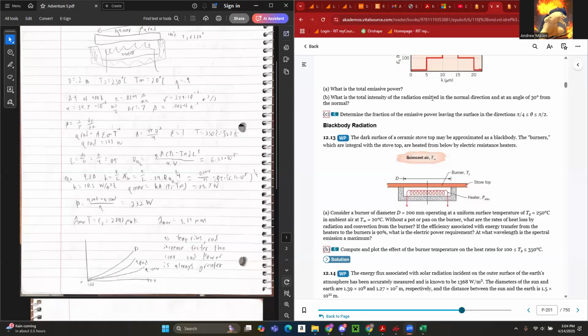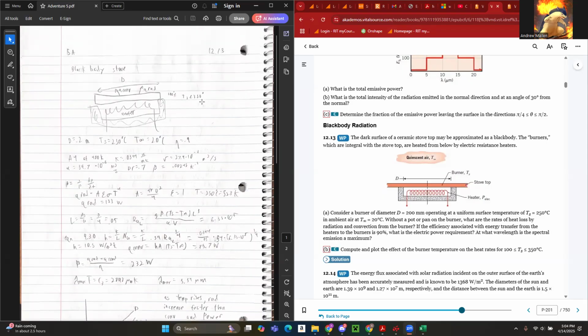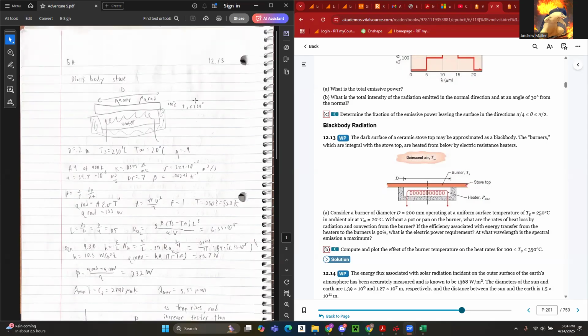Hello, everyone. In this video, I'll be going over problem 13 in chapter 12 of the Fundamentals of Mass and Heat Transfer textbook. This problem describes a burner stove top with a dark surface that can be approximated as a black body. The burner has a diameter of 200 millimeters. The stove top operates at a uniform temperature of 250 degrees C with the ambient air at 20 degrees C.